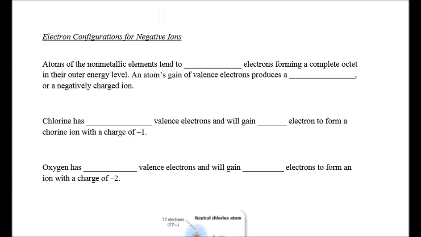Atoms of the nonmetallic elements tend to gain electrons, forming a complete octet in their outer level. If you gain valence electrons, you produce an anion, or a negative charged ion. Chlorine has 7 valence electrons. It will gain 1 electron to form a chlorine ion with a charge of -1. Oxygen has 6 valence electrons. It will gain 2 electrons to form an ion with a charge of -2.